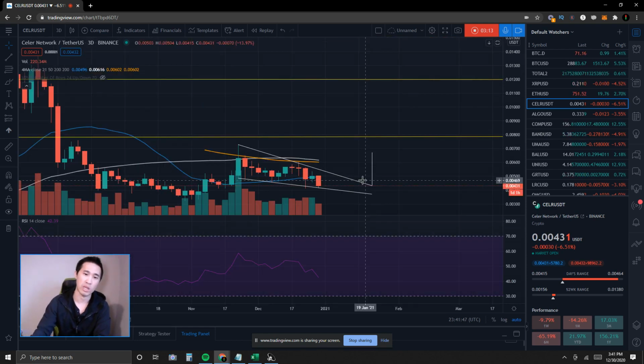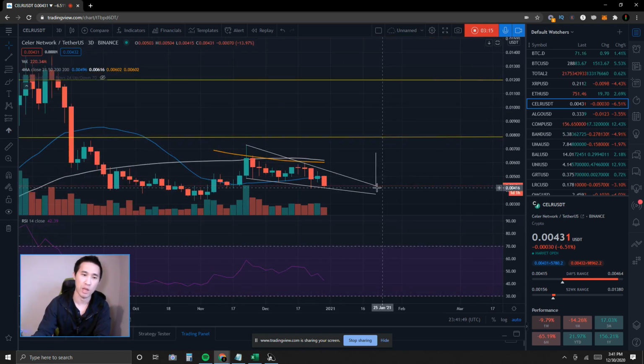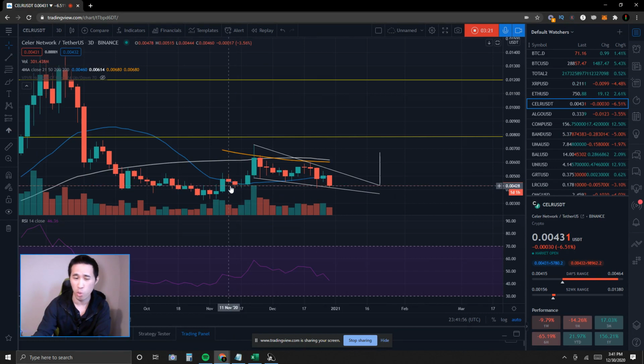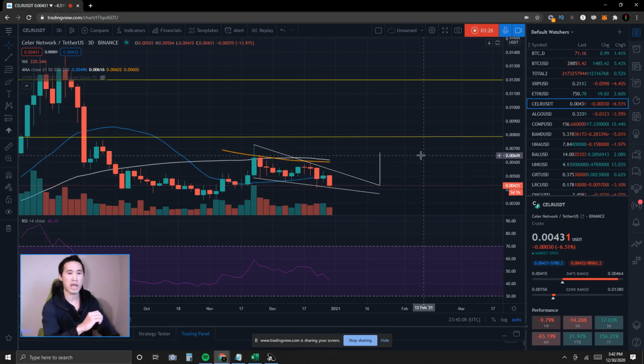Let's explore the 3-day time frame here. On the 3-day time frame, I do see that there's quite a bit going on in here. The 21 is below both the 50 and the 200. So right now, it does still look like it's on a downtrend, even still on the 3-day time frame.